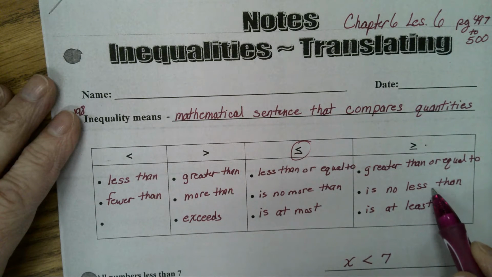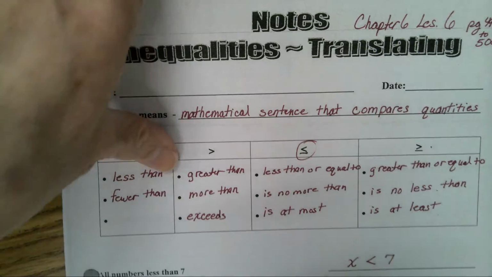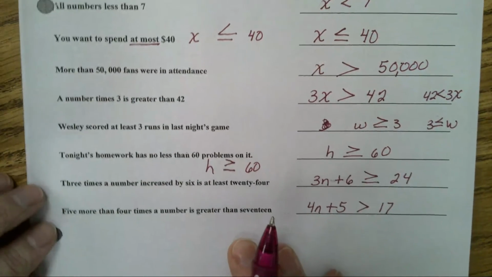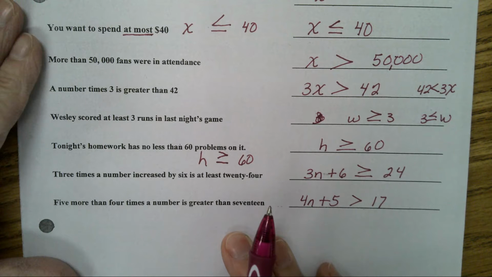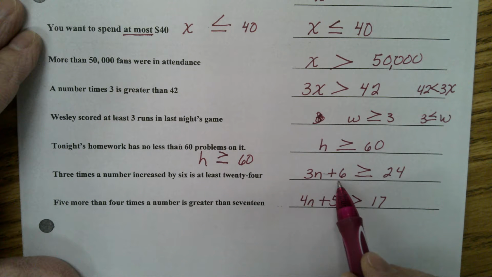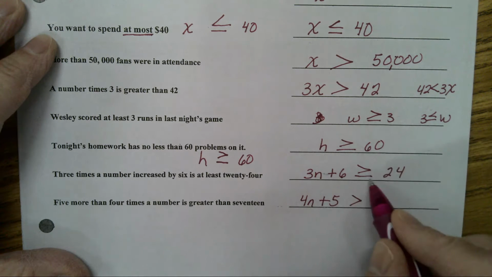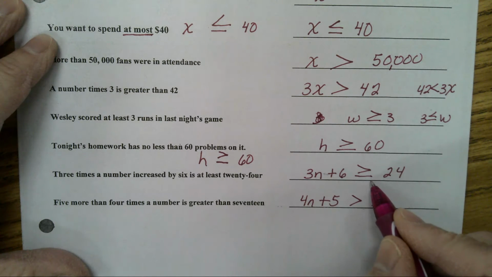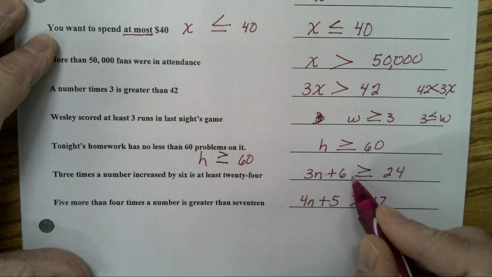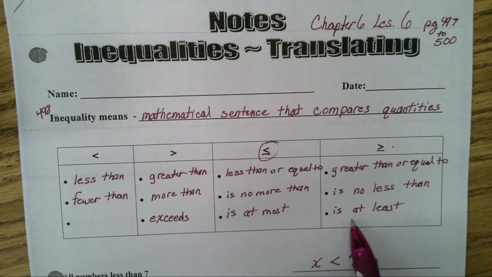Here are the words no less than. It looks like this. 3 times a number increased by 6, 3n plus 6, is at least 24. Can it be 24? Yes, that's the smallest it can be, so it's going to be 24 or bigger. It looks like that. And once again, at least is here with that symbol.